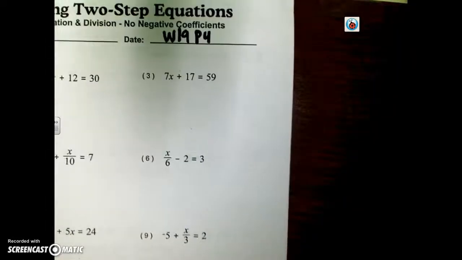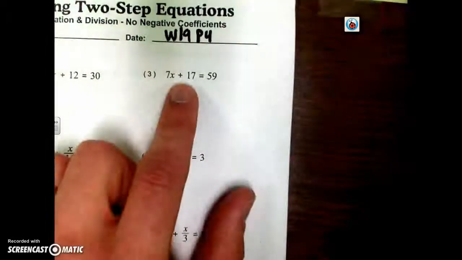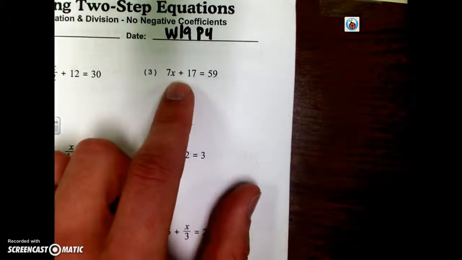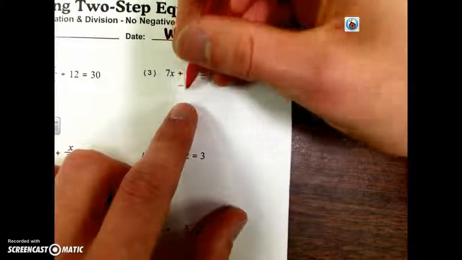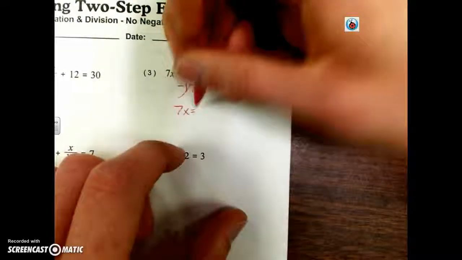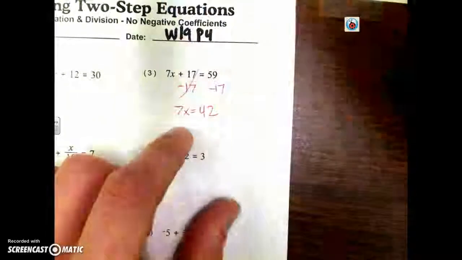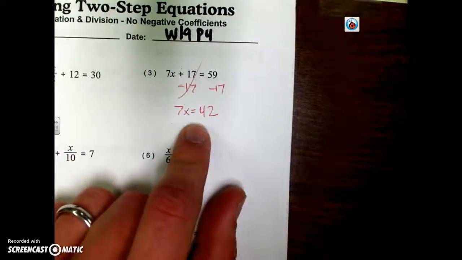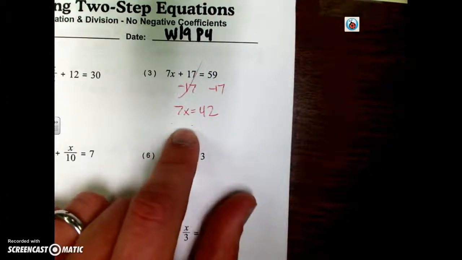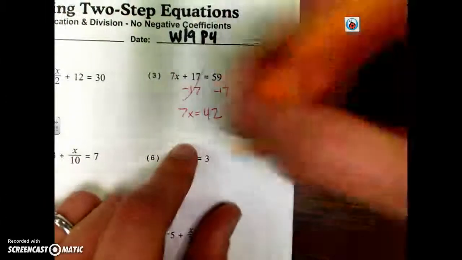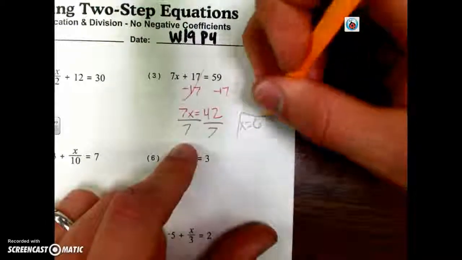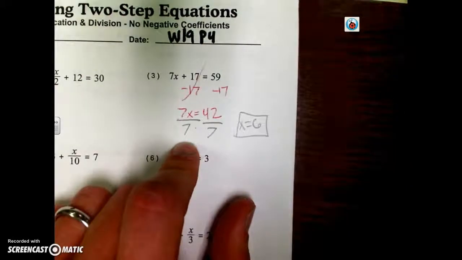Here on page 4, some more two-step equations. We'll look at number 3 on this side as well. We want to do addition or subtraction first, so I need to get rid of this subtract 17. Alright, so we have the 7x is equal to the 42. Now we just have to divide both sides, because if the 7 multiplied by x, the opposite of multiplying is dividing. And we will get that x is equal to a 6.